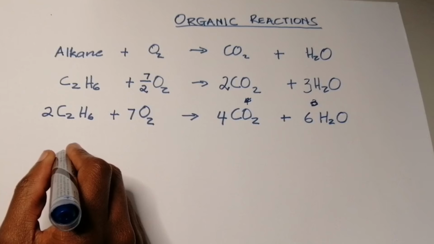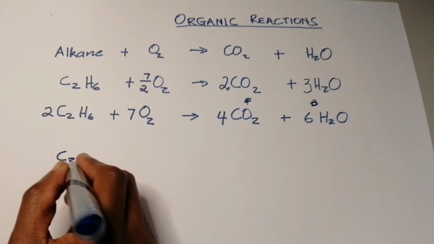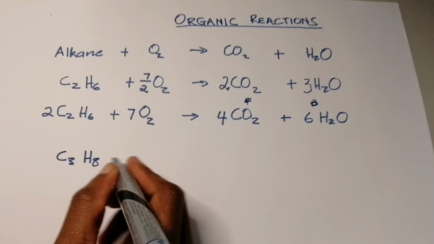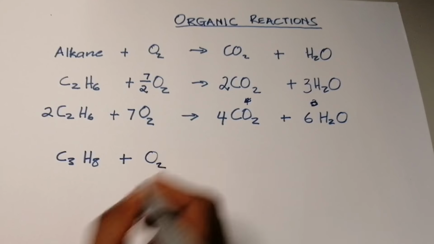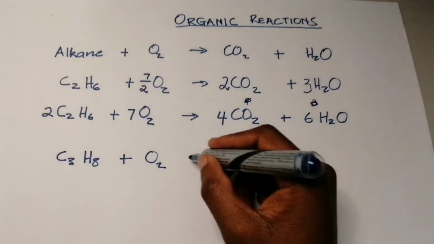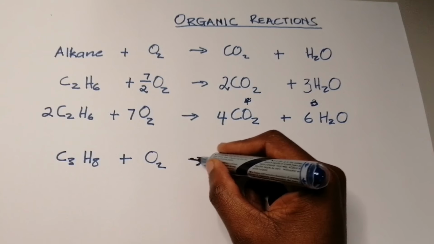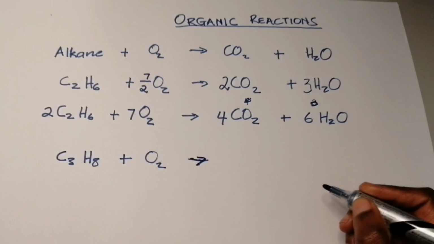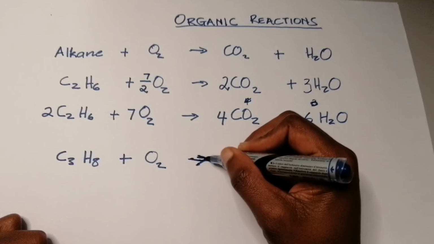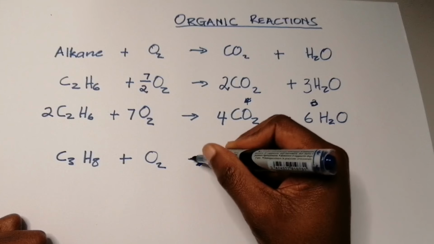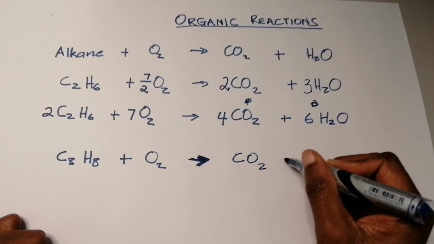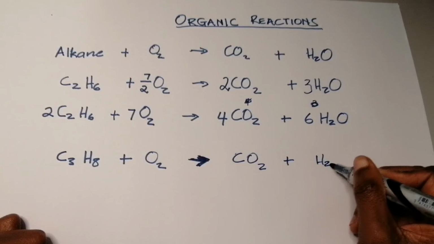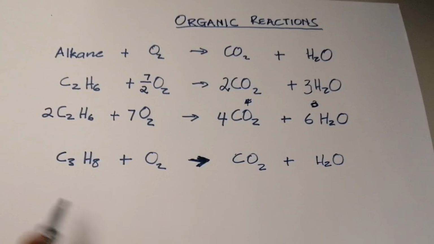C3H8. So let's say C3H8 plus oxygen, so that's a complete combustion, isn't it? So you already know what the products are. Our products are going to be carbon dioxide plus water. So in this case, what do we have? So we start again.